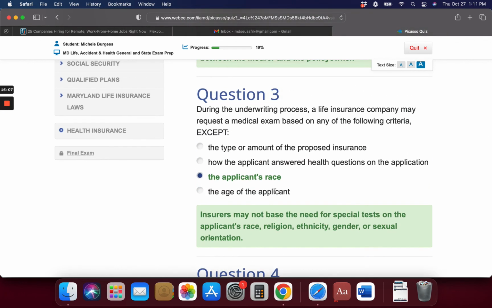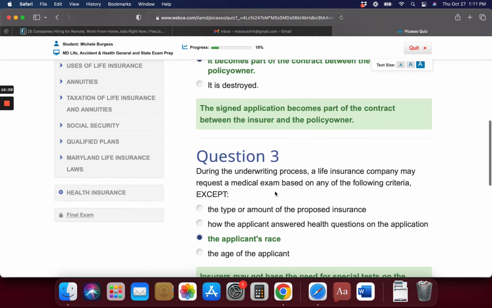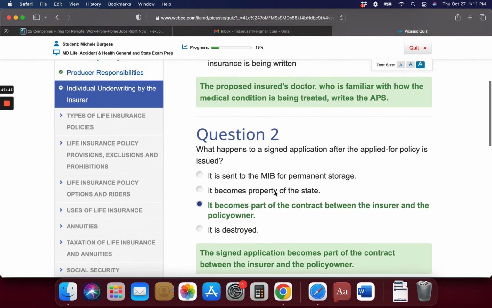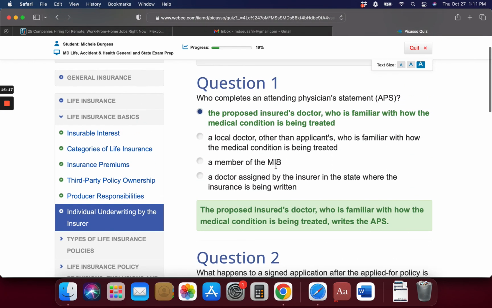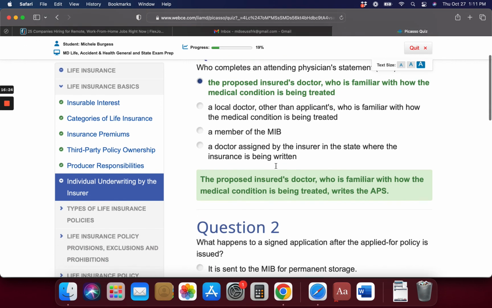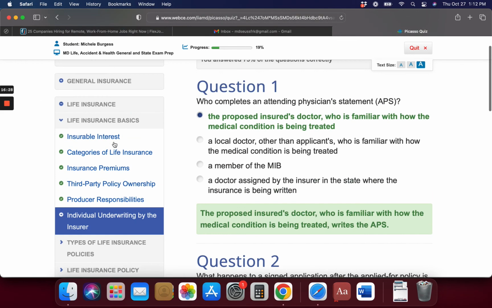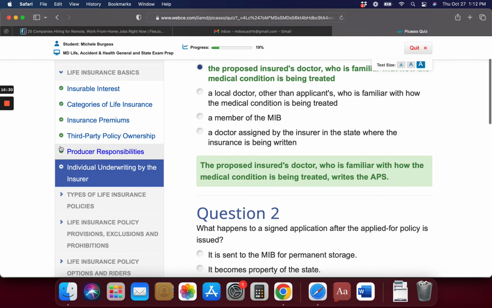Okay, you cannot base any tests on race, religion, gender, or sexual orientation. The signed application becomes part of the contract between the insurer and the policy owner, and the proposed insured's doctor, who is familiar with how the medical condition is being treated, writes the attending physician statement for life insurance. All right, that's it on this chapter. The next one will be types of insurance policies.